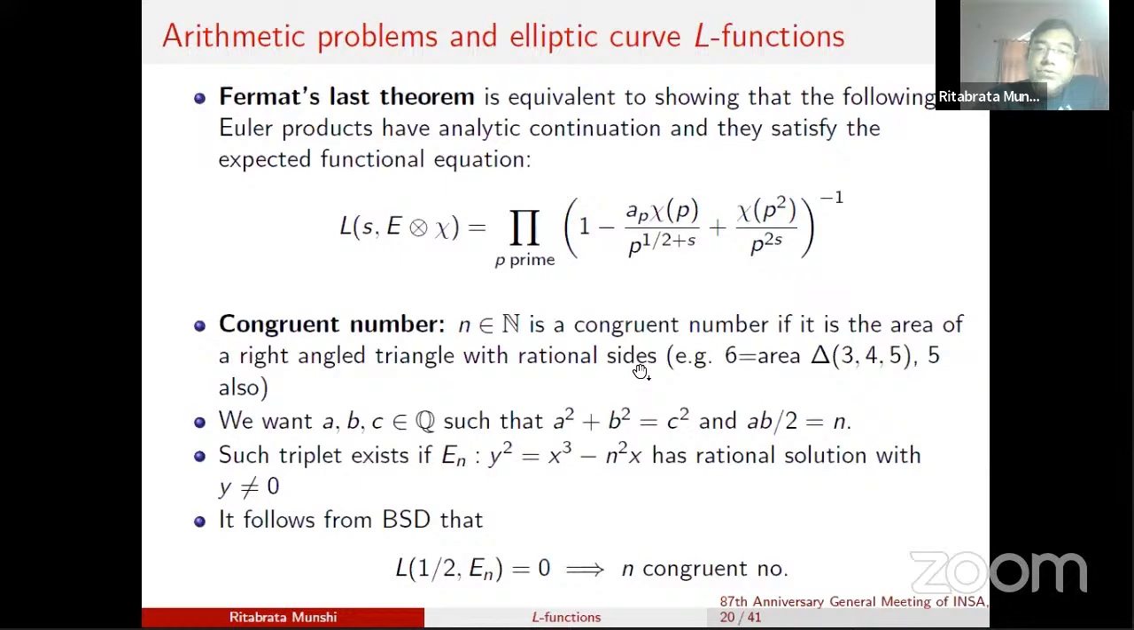Okay, so what you're looking for here is rational numbers a, b, c such that a squared plus b squared equals c squared, so that they form a right-angled triangle, and the area, which is ab by 2, is n. Finding rational numbers like this is the same thing as finding such a triplet, which is the same thing as saying that this elliptic curve, y squared equals x cubed minus n squared x, has a rational point with y not equal to 0. And as I mentioned, in the Birch and Swinnerton-Dyer conjecture, you can show that if y is not equal to 0, then it cannot be a torsion point on here. So just excuse me.